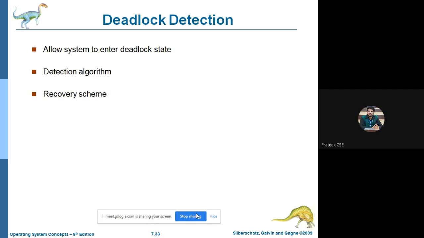So today we have to cover the last topic of this chapter number 7, which is deadlock: deadlock detection and deadlock recovery. Initially we started with the fact that there are 4 different ways to handle deadlock. We talked about deadlock prevention, then deadlock avoidance. Now today we will focus on deadlock detection and deadlock recovery.